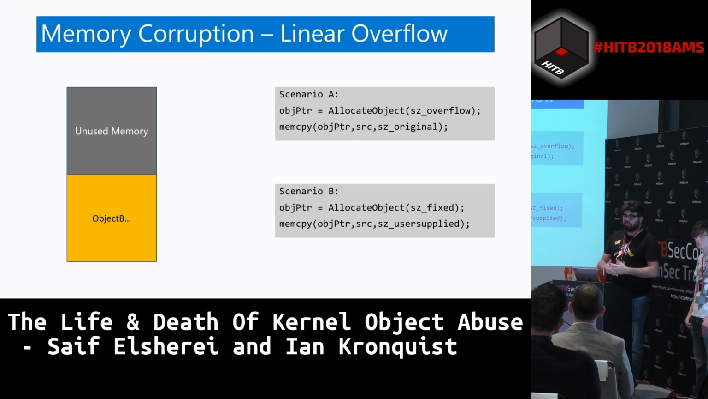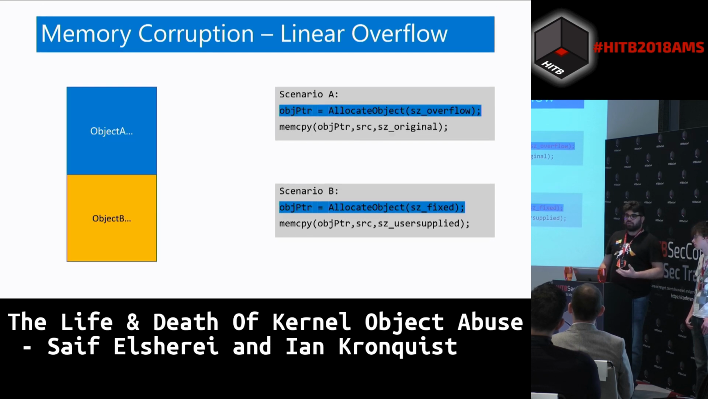So the first impact can be through linear overflows. We have two scenarios in that case. The first one is that we allocate an object of a size that has been overflowed, meaning that there were some calculations prior to using the size supplied by the user, resulting in an overflow just like we explained in the last slide.